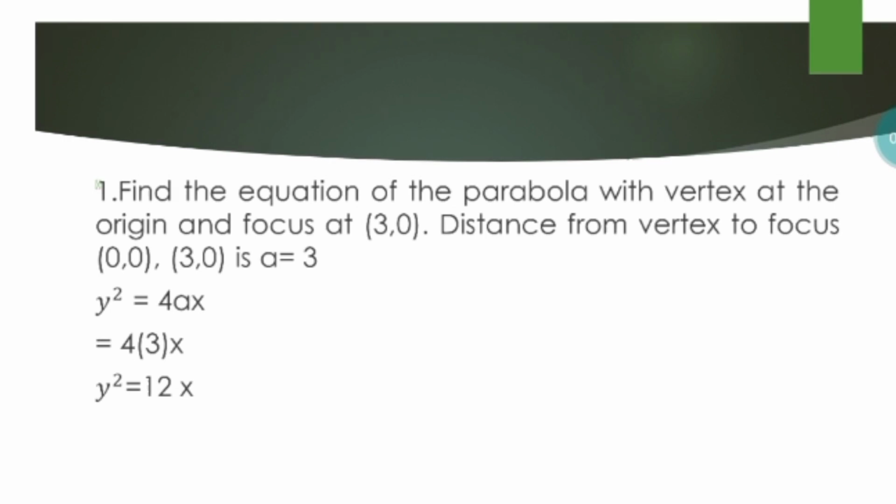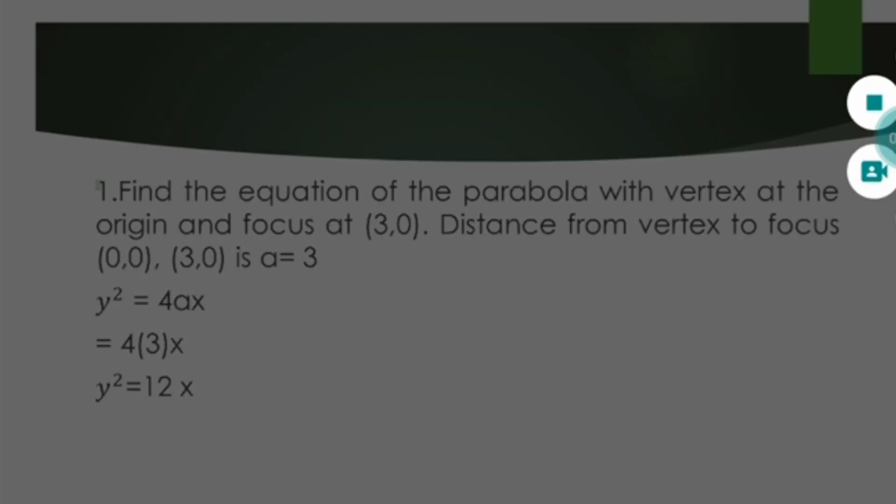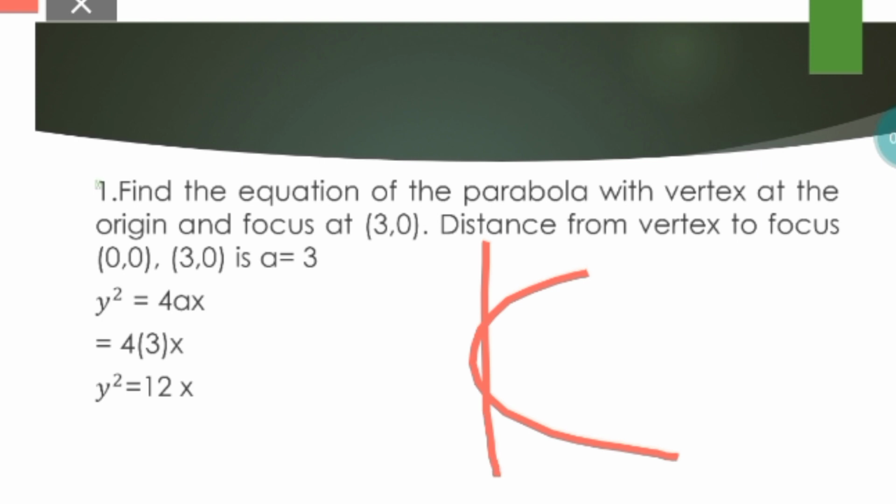After knowing the graph, we're going to imagine that y squared equals 4ax is the general formula of the equation, right? Because we all know the graph is something like this. So we know that the general formula is y squared equals 4ax.